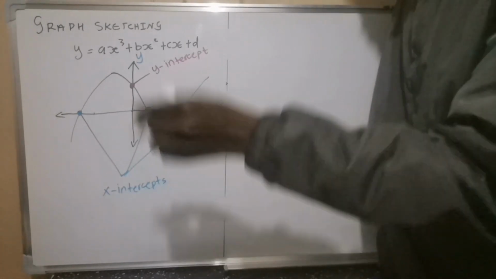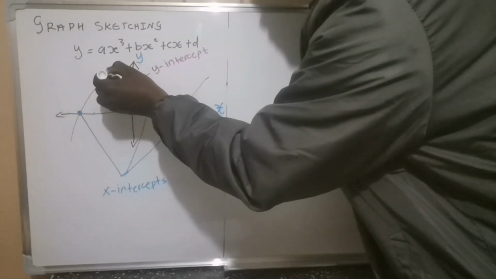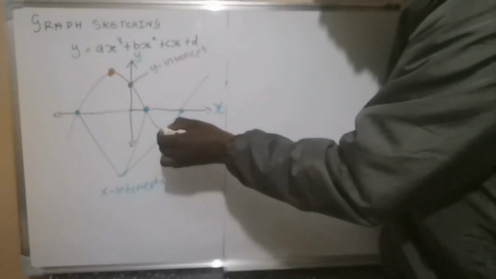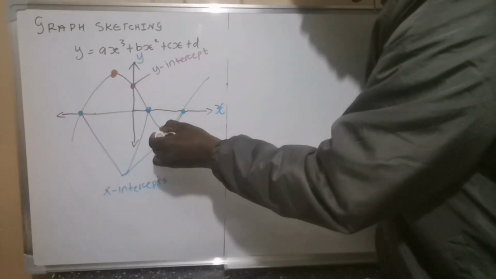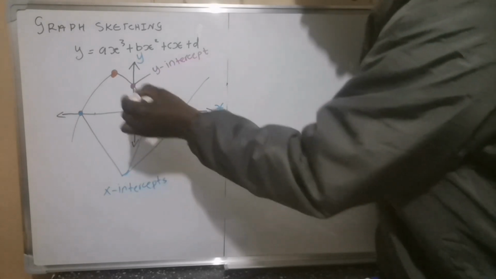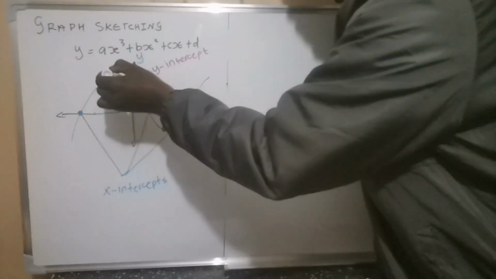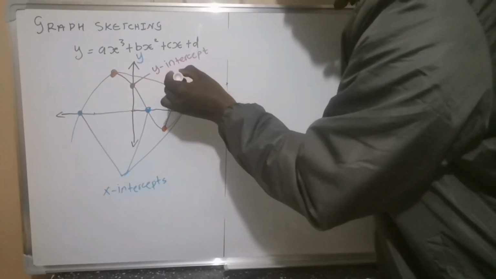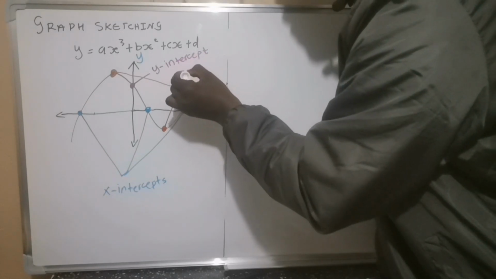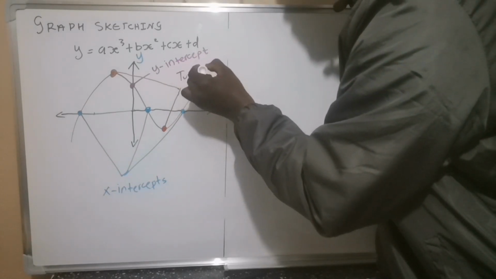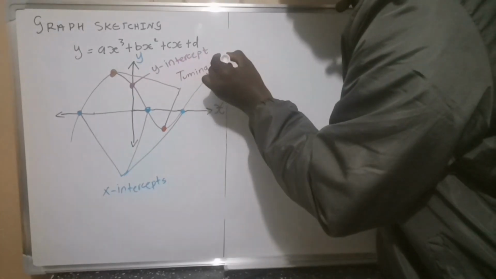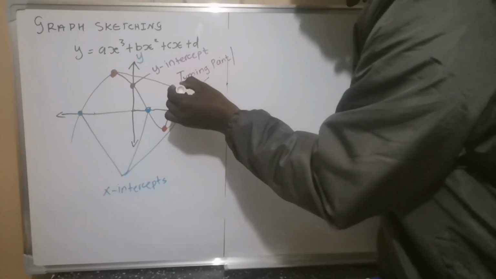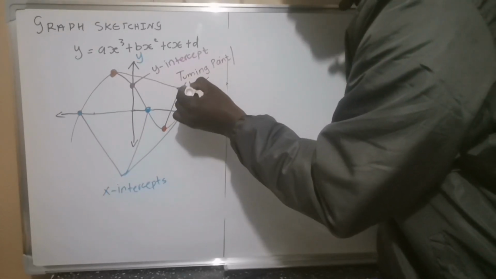So where our graph turns, it is right here. This is where our graph turns. It turns again at this point. So these 2 points, that's where we find our turning points. Sometimes they call these 2 points stationary points.